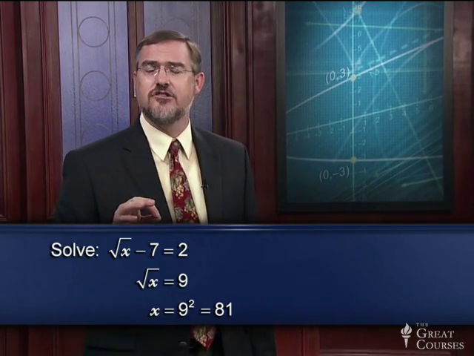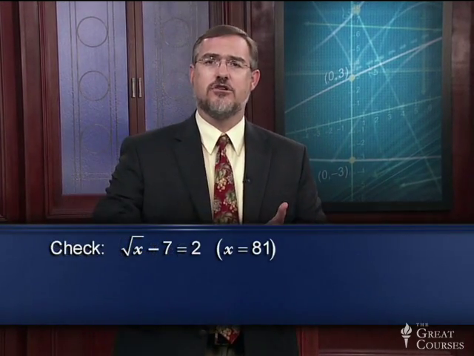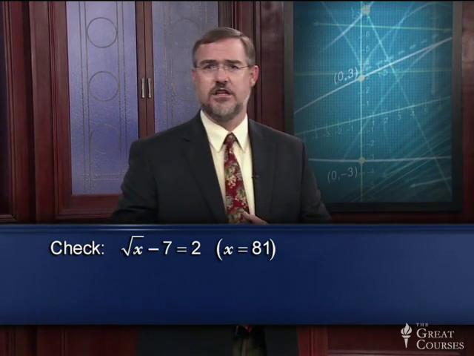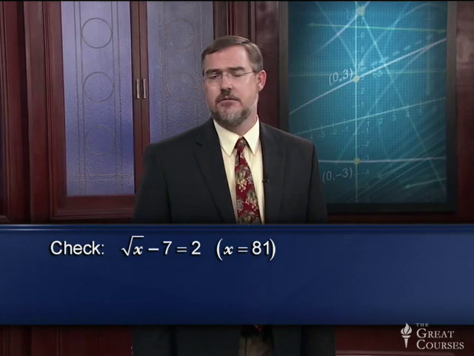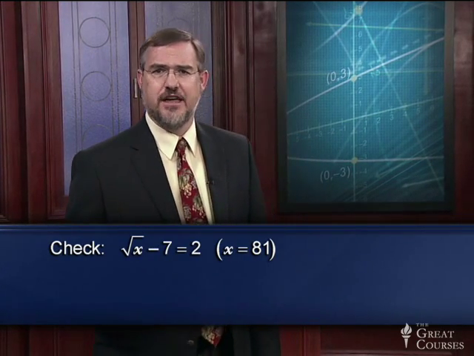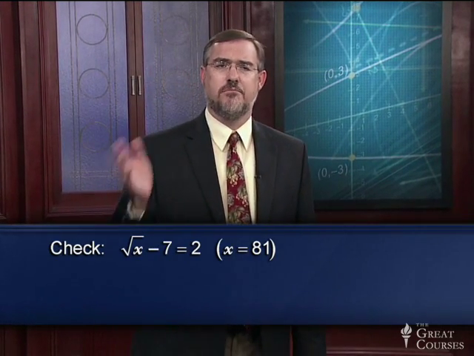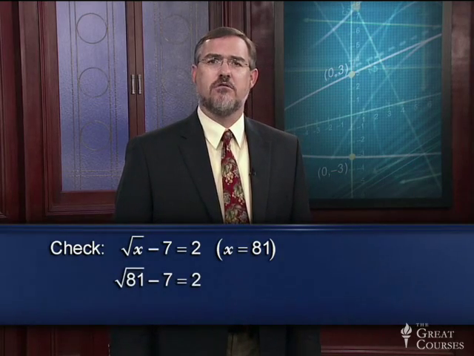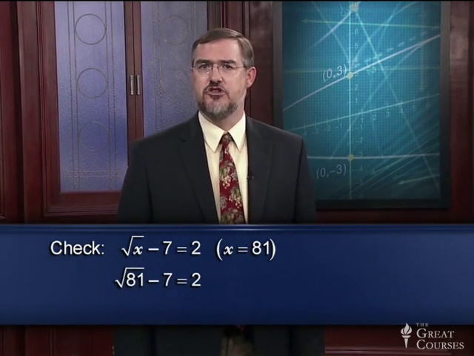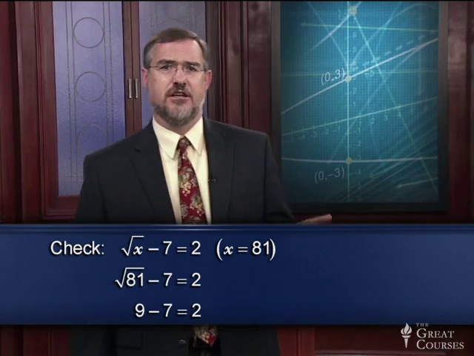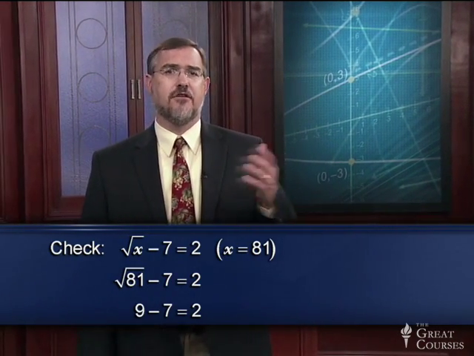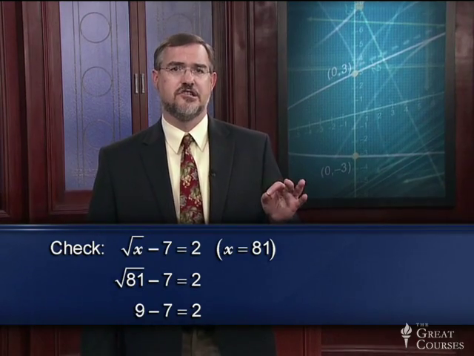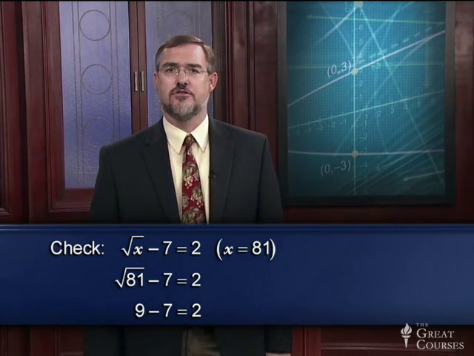Let's check our answer by plugging it into the original equation and seeing if it really is a solution. Our original equation was square root of x minus 7 equals 2. We think x equals 81 is a solution. We plug in 81 and we get square root of 81 minus 7 equals 2. That's the same as 9 minus 7 equals 2, or 2 equals 2. That's a true statement, and therefore 81 really is a solution of the original equation.